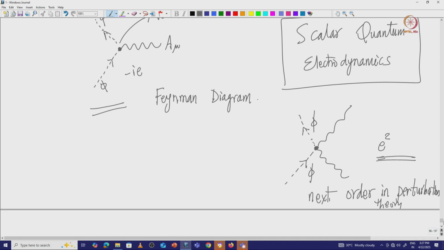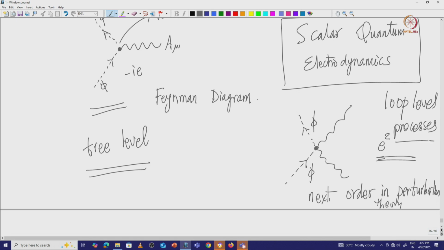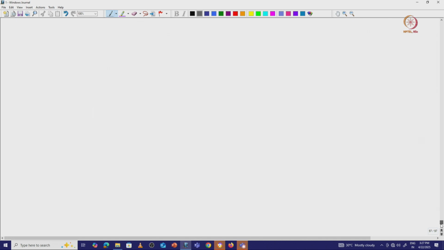Okay. So, these are called tree level diagrams, the processes in which the coupling constant appears at each vertex with only one coupling constant is called a tree level process essentially, and these are called loop level processes. These are called loop level processes essentially.